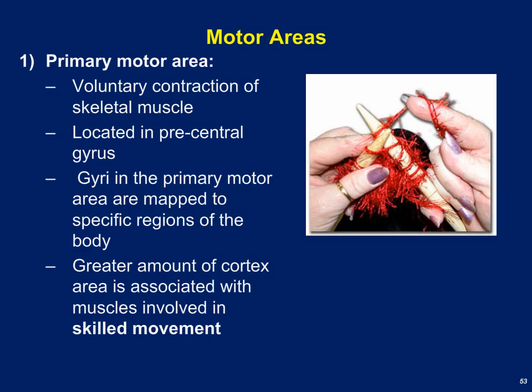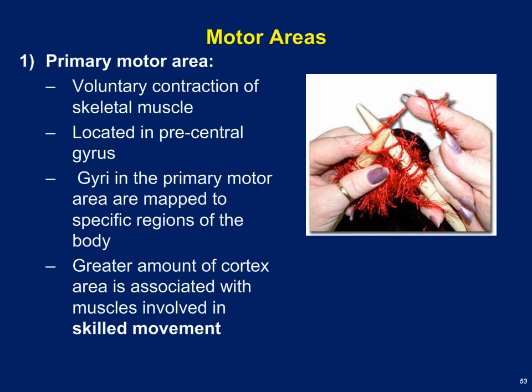We're going to start out first with the motor regions of the brain. The first of these is called the primary motor area. The primary motor area directs voluntary contraction of skeletal muscle. It's located in the precentral gyrus, and as it turns out, the gyri in the primary motor area are mapped specifically to different body regions. This process is called somatotopy, and we'll see an example in the next slide.